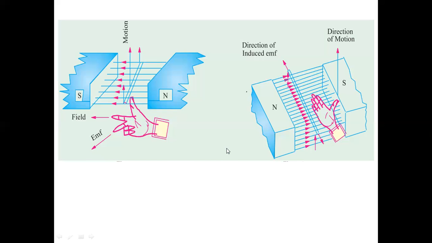So here the main point is that the conductor should be moved, or the field intensity should be changed. Any one should be changed. If the conductor is constant or the field is constant, then no EMF will be induced in the conductor.